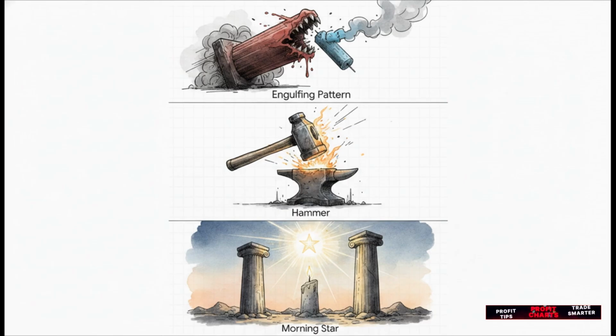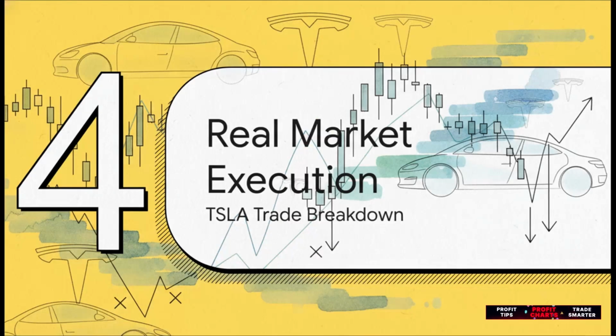A beautiful hammer forms, retail buys the reversal, and then bam, institutions immediately slam the price back in the direction of the original trend. When you see these textbook patterns fail to follow through, you know the trap is officially set. Okay, let's look at a real-world example to lock this in.